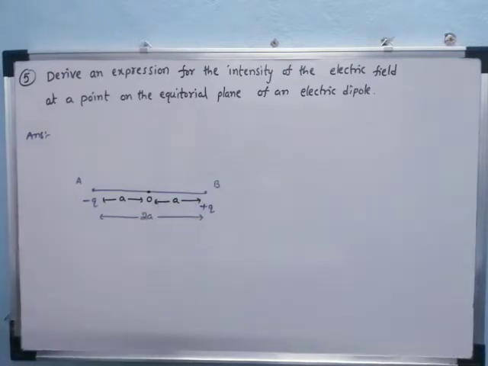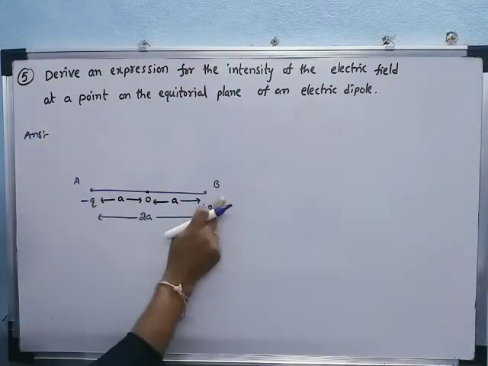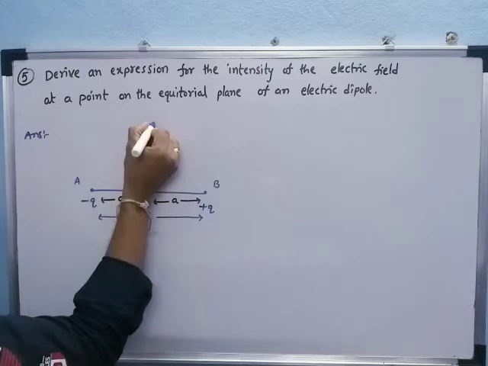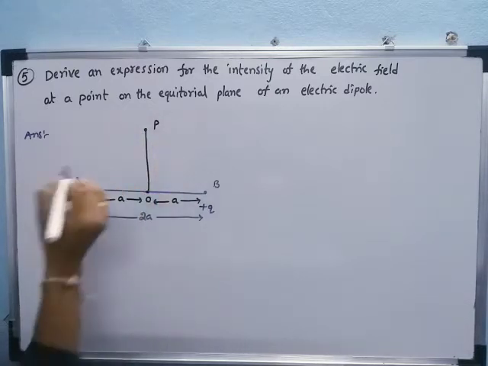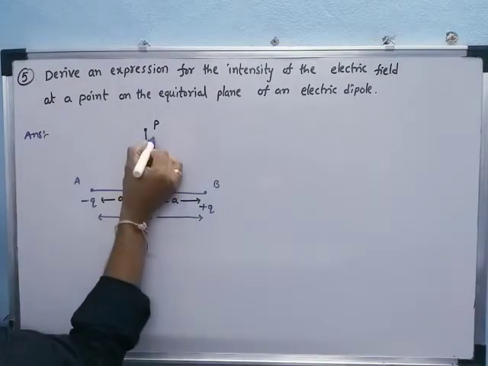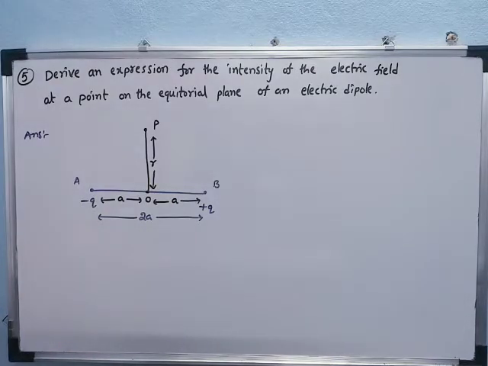Now, say the equatorial plane. The equatorial plane is perpendicular to this dipole. We consider a point P. This is called the equatorial plane. Let the distance be small r, from the center of the dipole to point P.